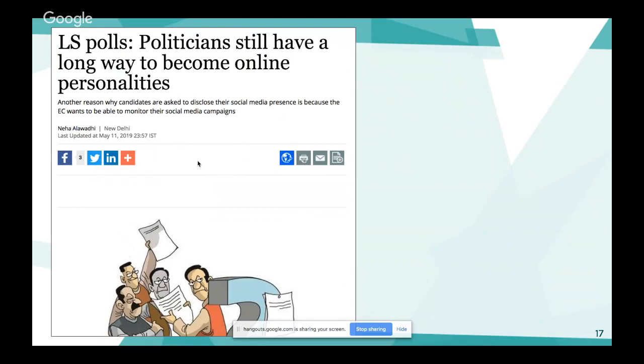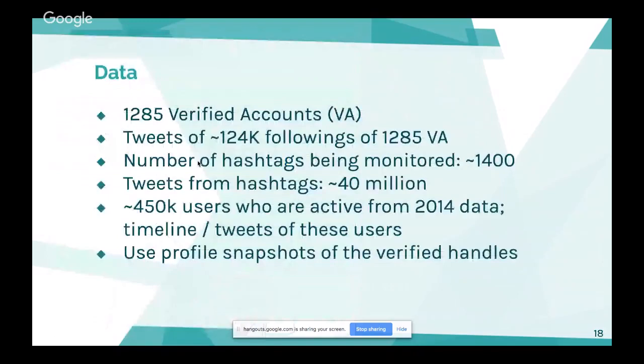Okay, so this analysis that we did got into a media article. That's the media article that talks about the analysis that we did. Somebody asked earlier about the technical stack, and here I'm giving you just the data that we have, and the next couple of slides are also about the technical stack that we'll talk about.